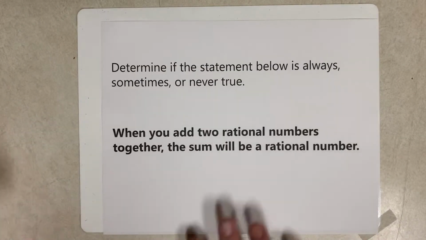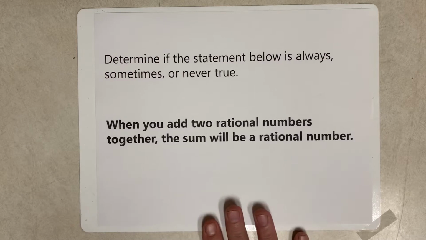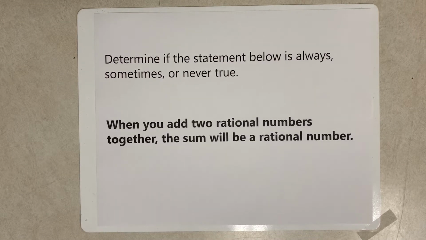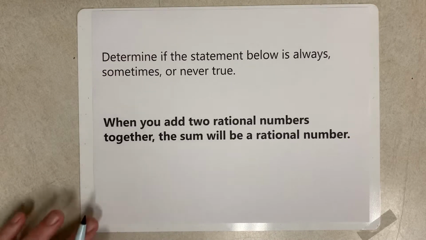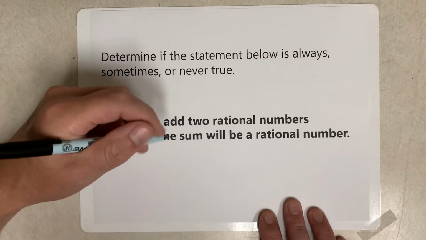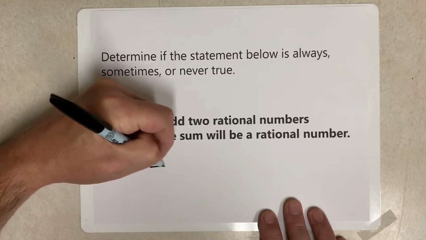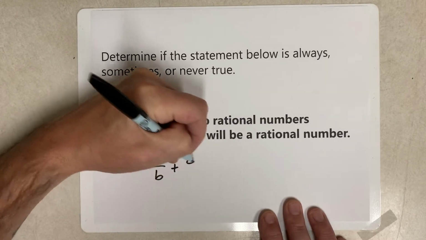This question is, determine if the statement below is always, sometimes, or never true. It says, when you add two rational numbers together, the sum will be a rational number. So is that true? Well, I don't know. What I like to do is first see, can I show this in a general form? Which means I take two generic fractions, rational numbers. Let's say I have A over B, and I add that to another one, let's say C over D.